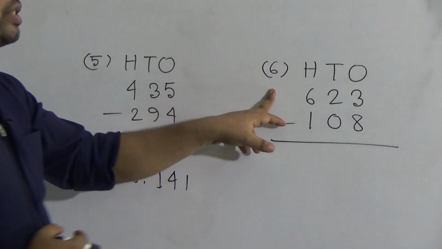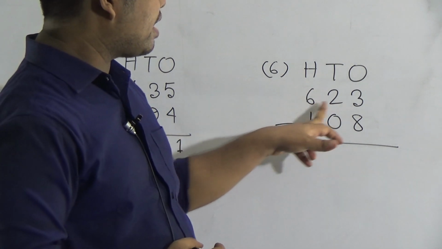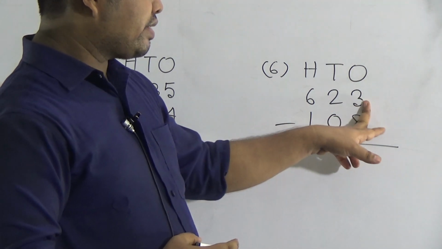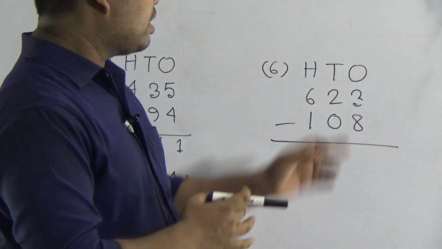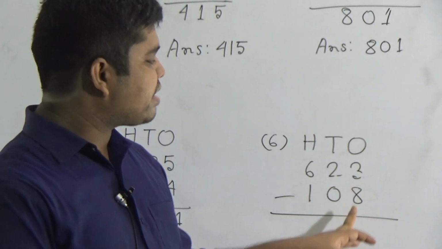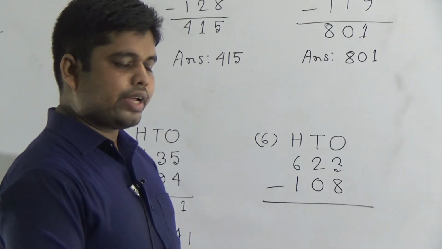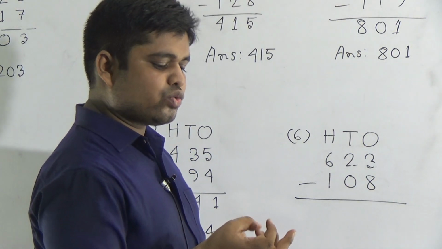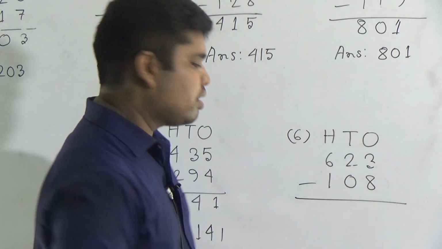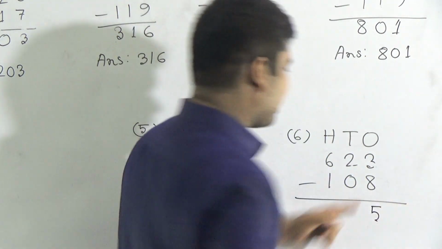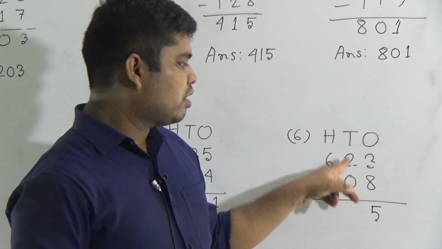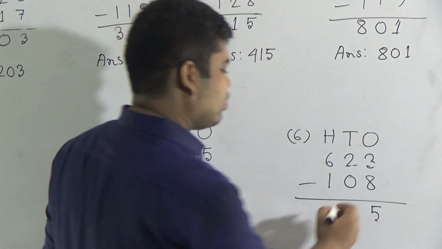Now our last question, question number 6. Notice 623 minus 108. Here 3 is smaller than 8. For these reasons we take 1 from this 2 and it will be 13. Now we subtract 8 from 13 and count 8, 9, 10, 11, 12, 13. So 5 is needed to make 13 with 8. So we write 5 here, and that carrying 1 is added with this 0 and it will be 1.